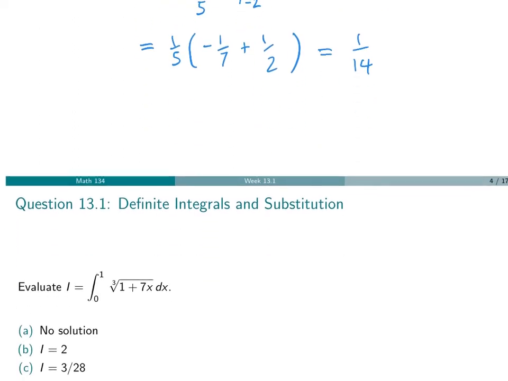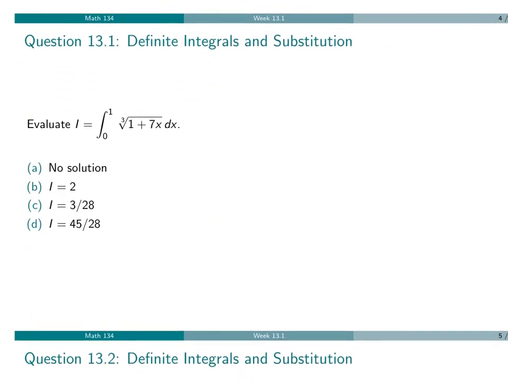Let's try another example. Okay, so this time we are evaluating an integral from 0 to 1. And again, our u value is where we want to start. So we want u to be 1 plus 7x, which makes du equal to 7 dx. So when we substitute in dx, we'll substitute dx equal to du divided by 7. So we're all ready to do our substitution.